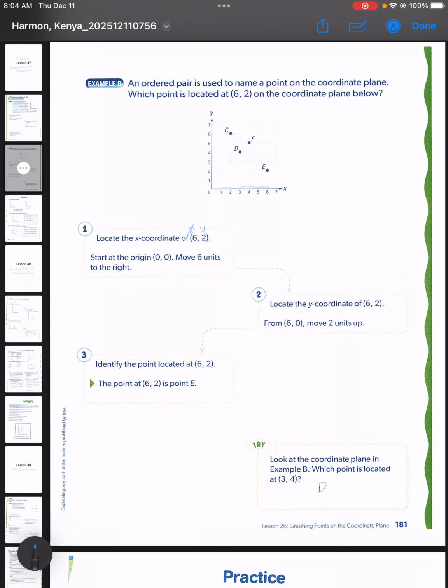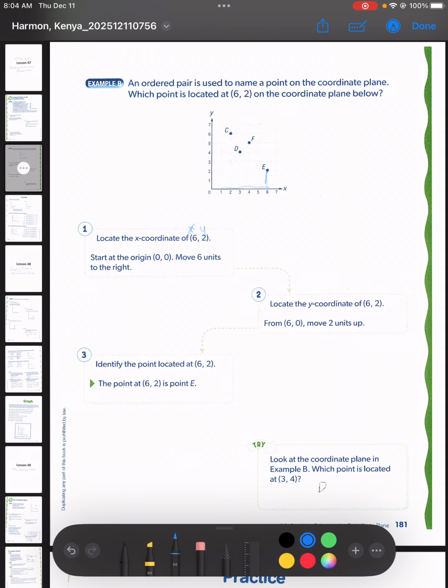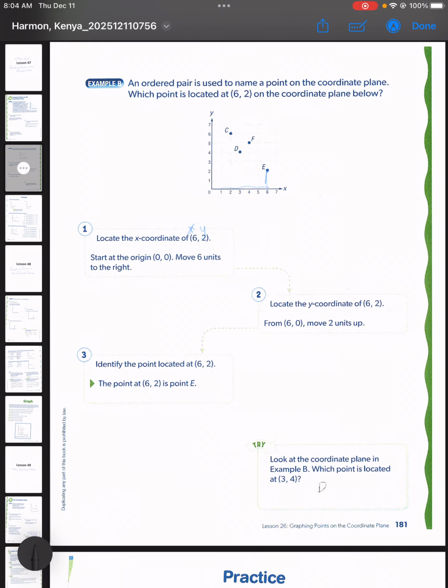And then I'm looking for my y coordinate now, which is a 2. So I'm going to go 2 units up. And I land on the point E. That will help students as they're drawing the same way you saw me draw. That's a great way to help students identify points. And they can use that same strategy as they get to the try it.